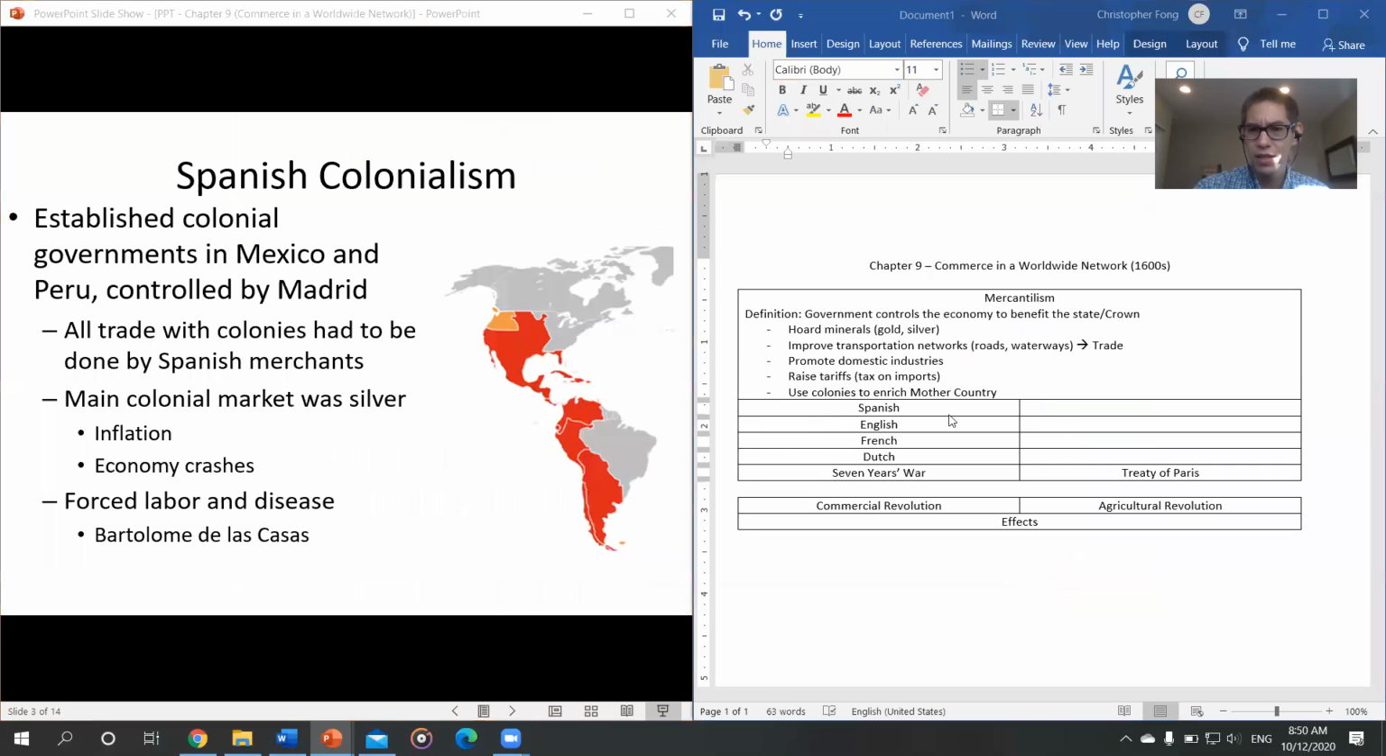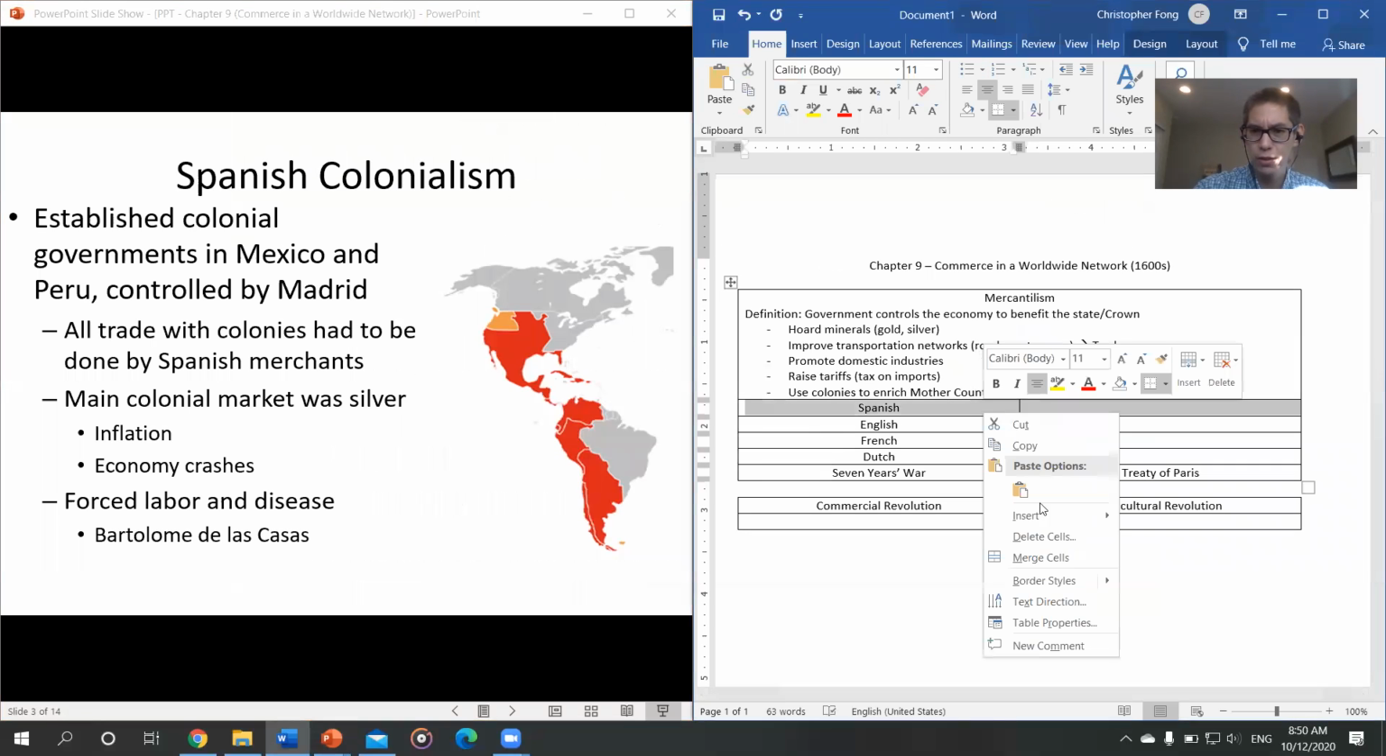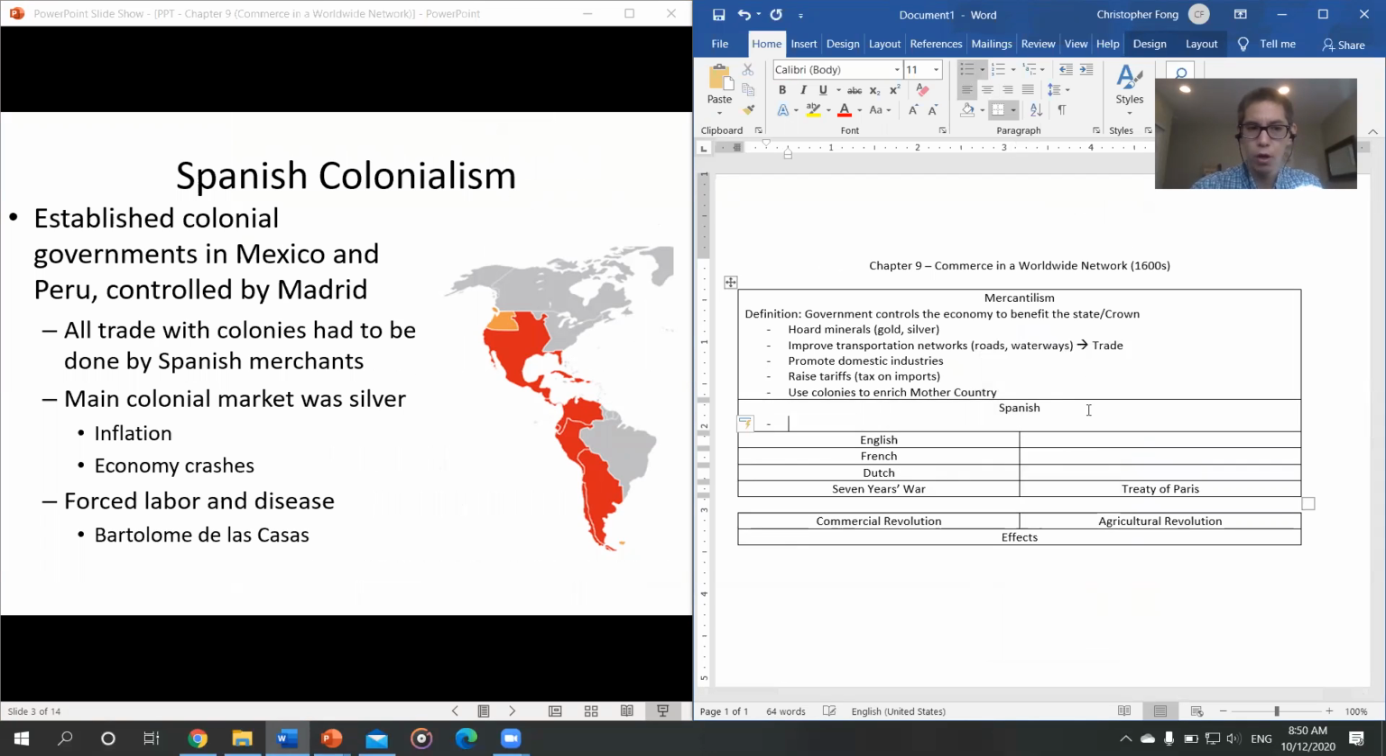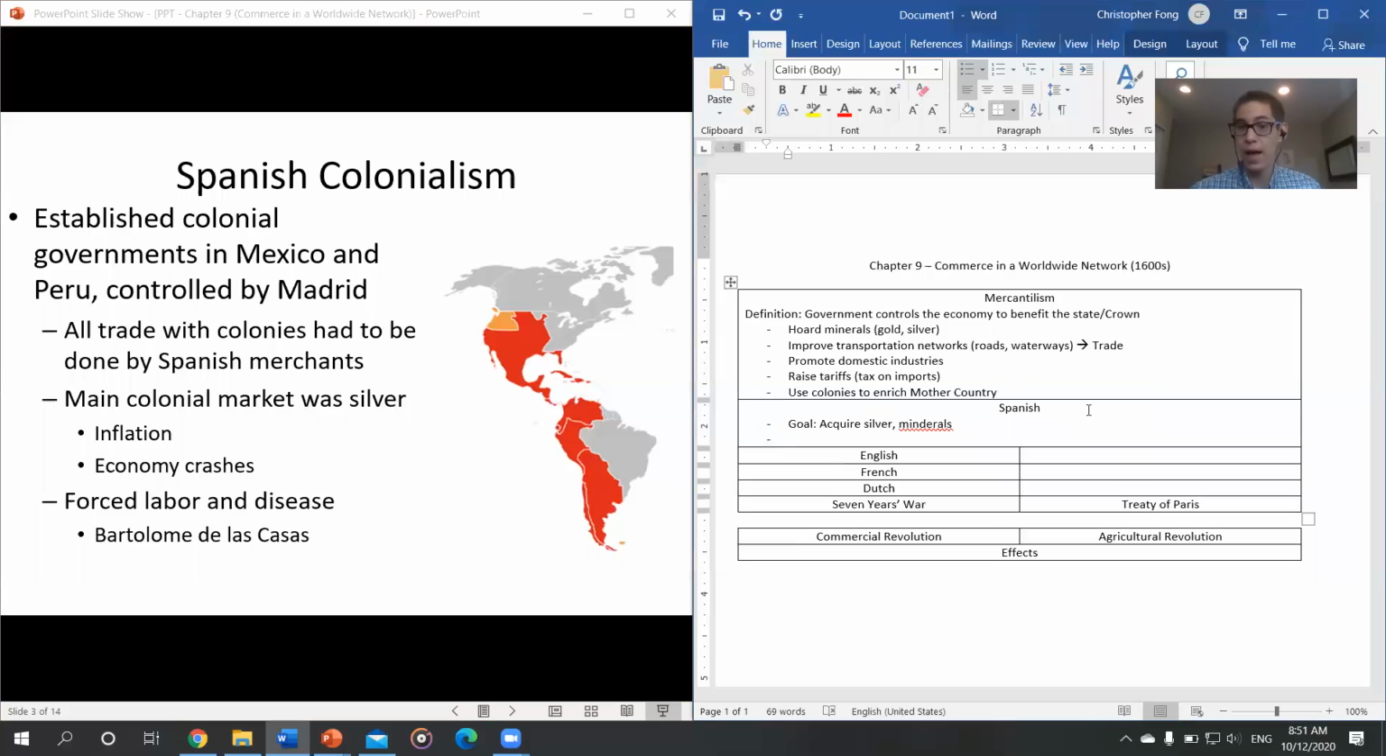And so the way I'm going to take these notes, and I'm actually going to redo how I do this, I'm going to basically give examples of mercantilism in each colony. So with the Spanish, one example of mercantilism in the Spanish colonies was that the goal was to acquire silver or minerals. That is a mercantilist policy because they're trying to hoard all of those minerals.